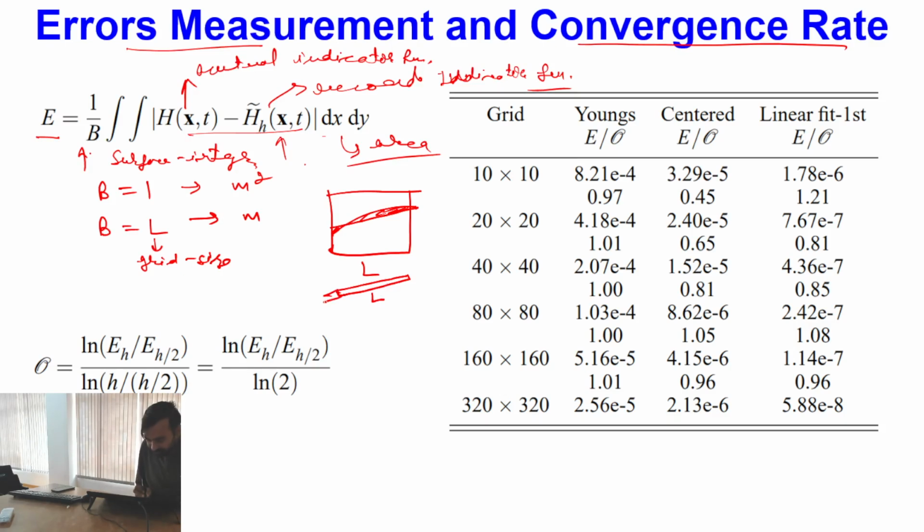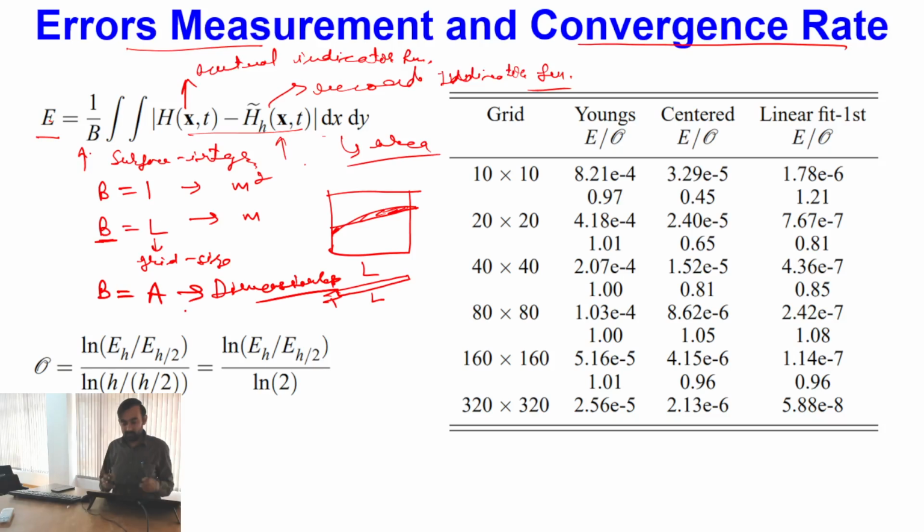So the width of this strip is actually represented by the error once you have B equal to L. And if you consider B equal to A, the area of the cell, in that case this error function will become dimensionless. Okay, so we will be comparing the value of this error for different methods. And in a similar way, one important term is defined, which is called the order of convergence.